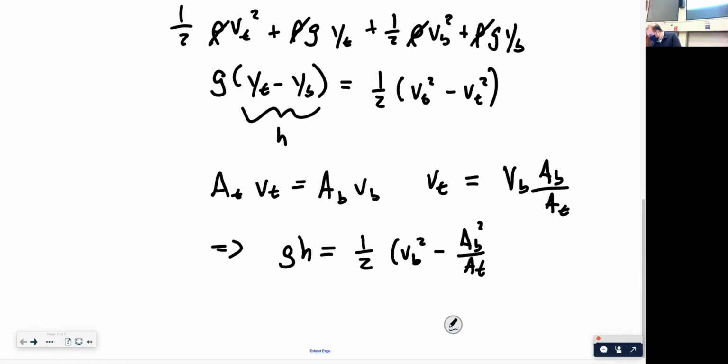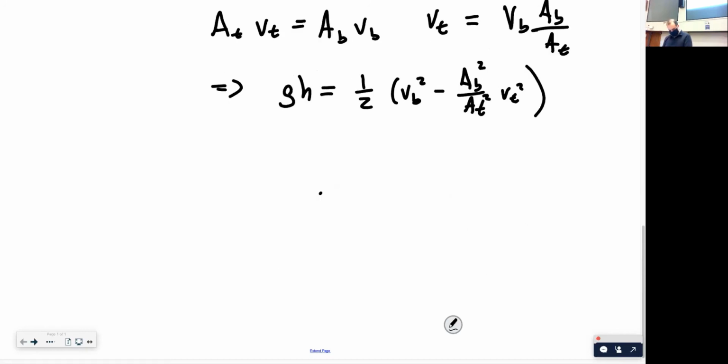I don't have these squared in my notes, but they have to be squared. VT squared. That's right, right? Yeah. And this is VB, sorry, so they're both VB squared now. We replaced VT with VB times AB over AT. We had to square that whole thing. They all get squared. We can pull the VB squared out now, and this is 1 minus AB squared over AT squared.